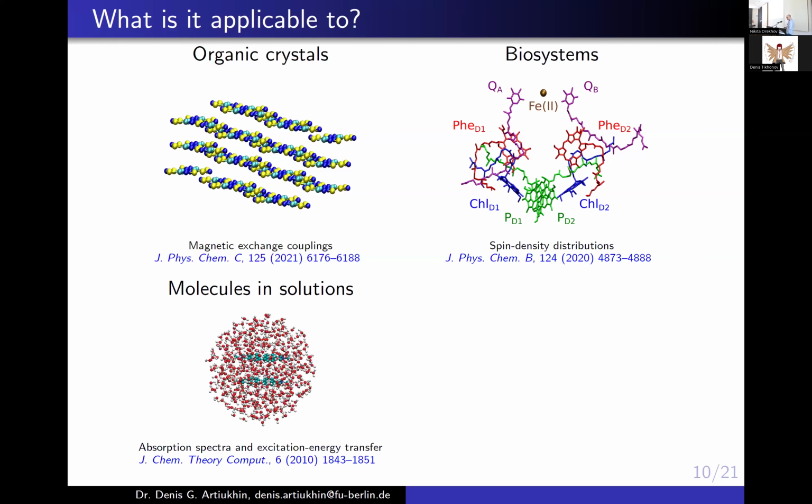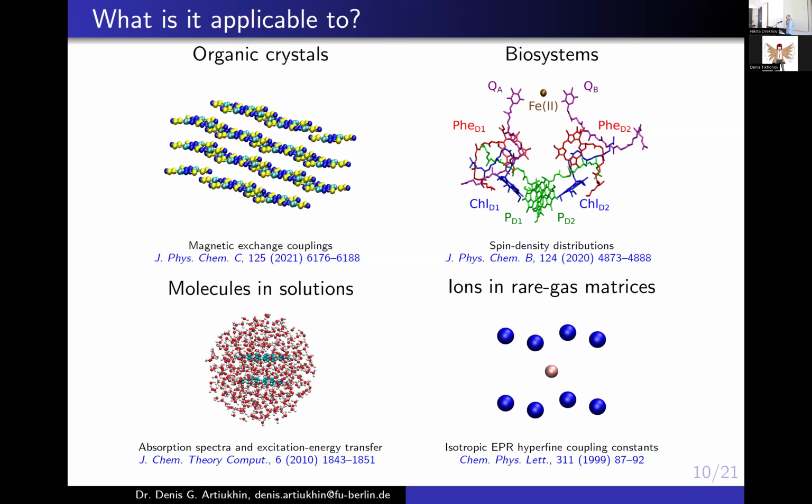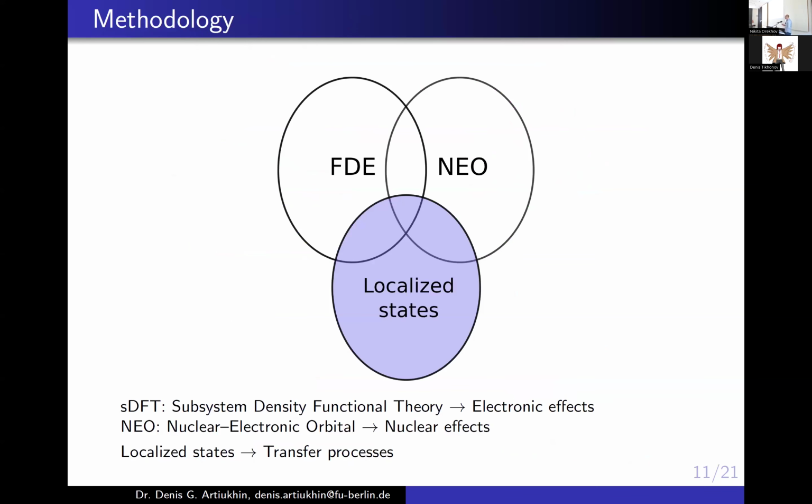And of course, molecules in solutions or ions in gas matrices. So all these examples exist, and you can see if you check the papers that results are also not too bad. So they are often qualitatively correct. So that's about subsystem density functional theory.